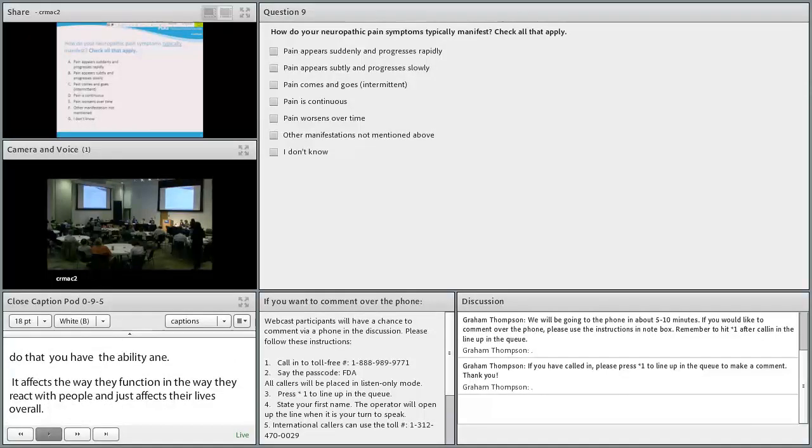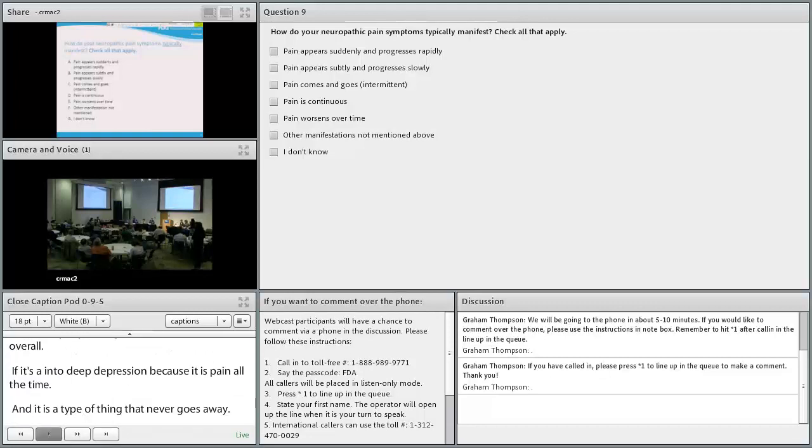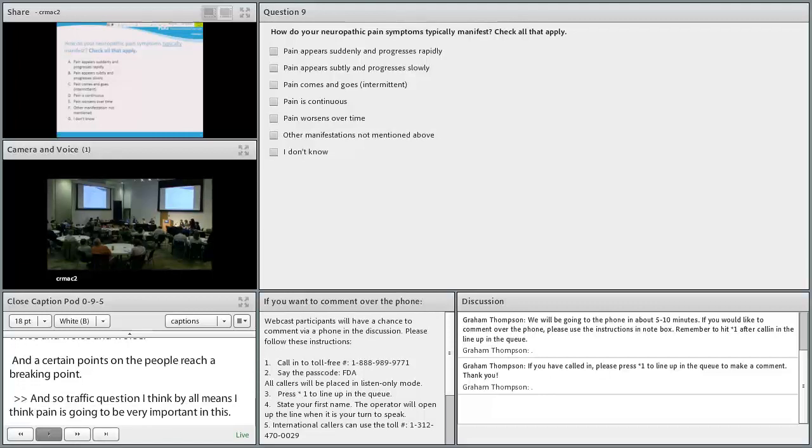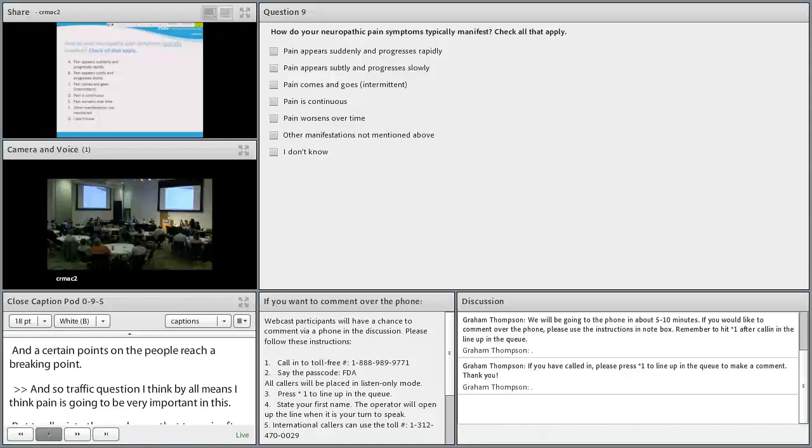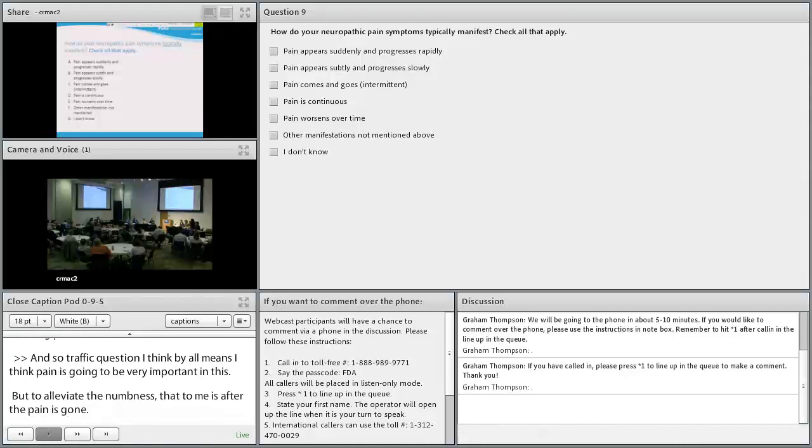And because it never goes away, it may seem tolerable in the very beginning, but over time it gets worse and worse and worse. And at a certain point, some of these people reach a breaking point. And so to ask that question, I think by all means, pain is going to be very important in this. To alleviate the numbness, that to me is after the pain is gone. And for those people that are at that level, yeah, that's important. But there's too many people out there suffering through the pain right now that really need help getting rid of the pain.